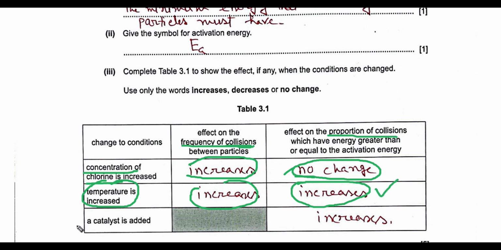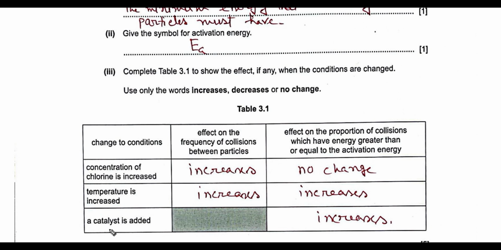And now a catalyst is added. A catalyst also increases the number of molecules which have energy greater than or equal to activation energy. So if you use a catalyst, the effect on the proportion of collisions which have energy greater than or equal to activation energy will be an increase.